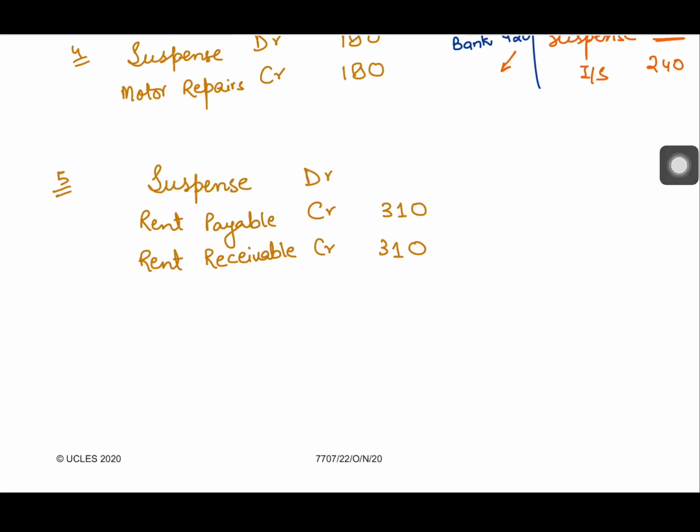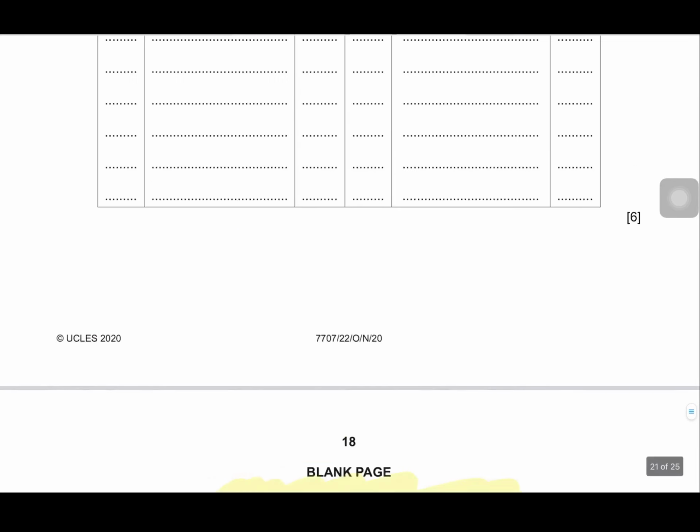So because of this error, because of recording an income as an expense, your trial balance did not balance, and therefore there was a balance in the suspense account. Now we will complete the double entry by debiting suspense account with the sum of these two figures, and that would be 620 debit, right?